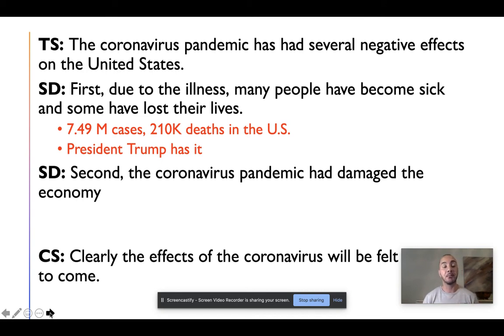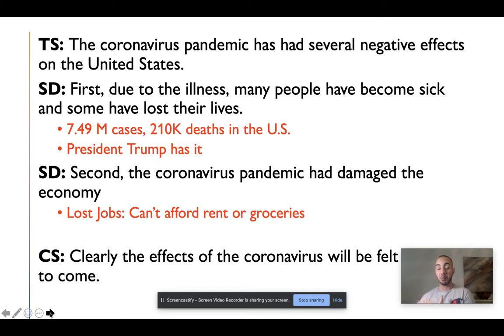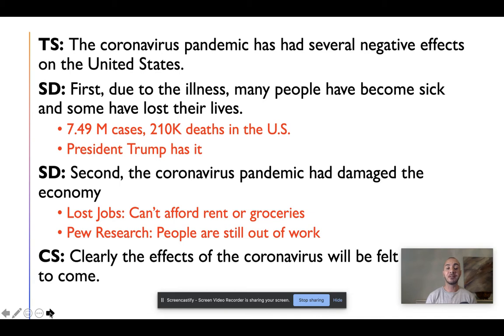We look at our second major supporting detail, that the coronavirus pandemic has had damage on the economy. Well, we want to be able to explain that cause and effect detail a little bit more. So, what do we mean by that? Well, we mean that people have lost jobs. And when you lose your job, you sometimes can't afford mortgage or rent or groceries. Also, many people who have lost their jobs are still out of work. So by adding in those minor supporting details, we're helping to illustrate and provide the context for that cause and effect relationship.